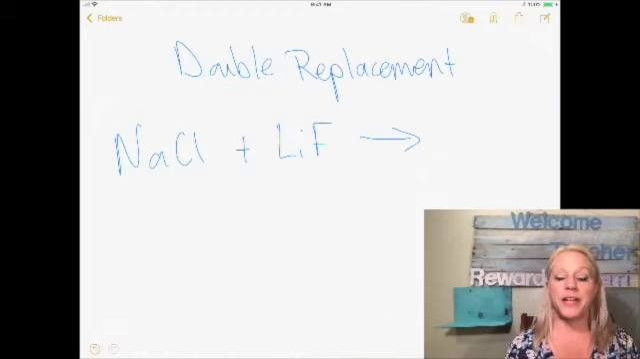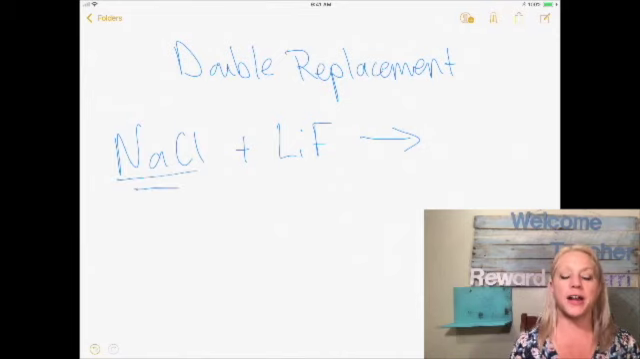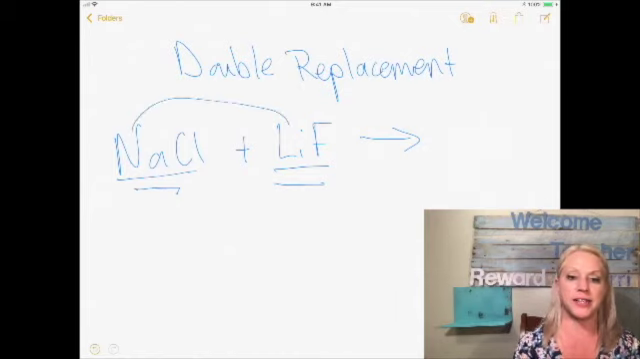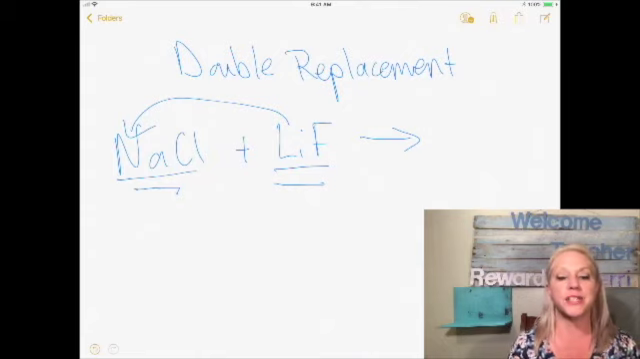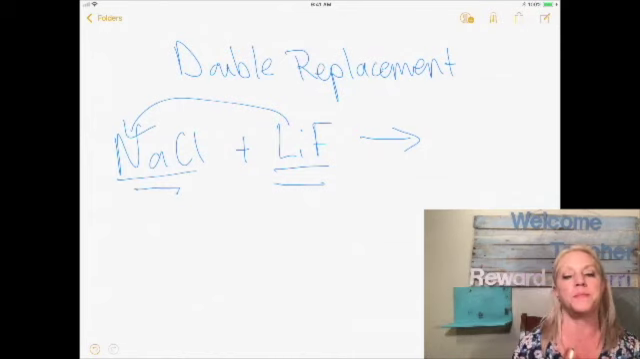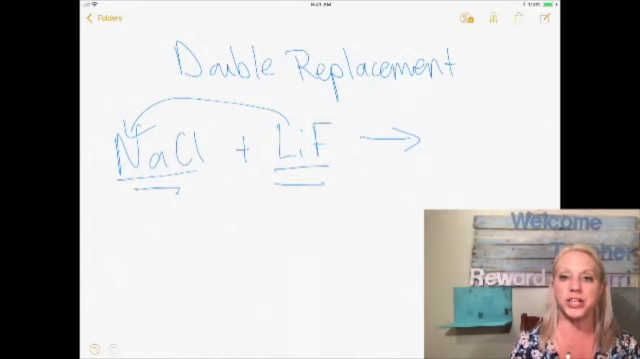Our next example here is called a double replacement. Here we have one ionic compound, sodium chloride, and a second, which is called lithium fluoride. Just like with single replacement, only cations can replace cations. So in this case, sodium and lithium can switch places. We're going to have 2 products and both are going to be ionic compounds. So we must take into consideration the charges.